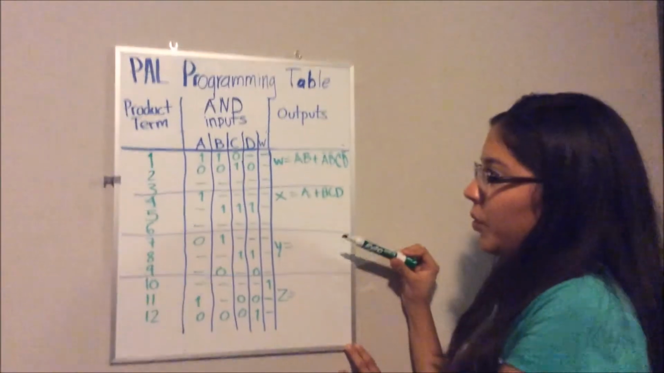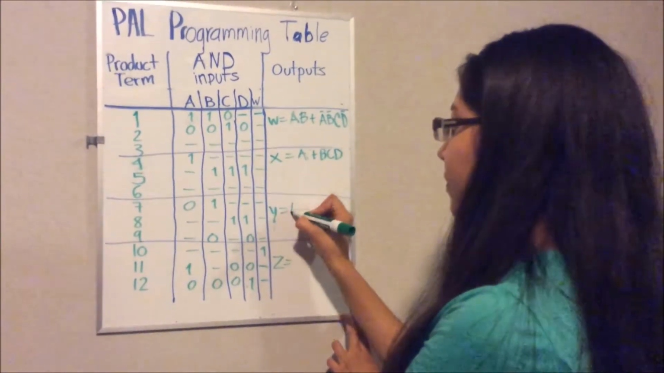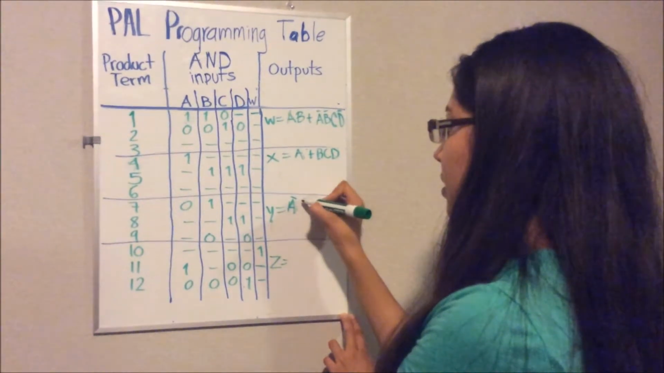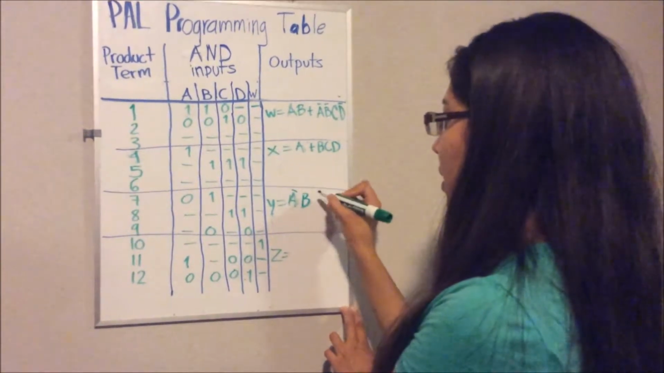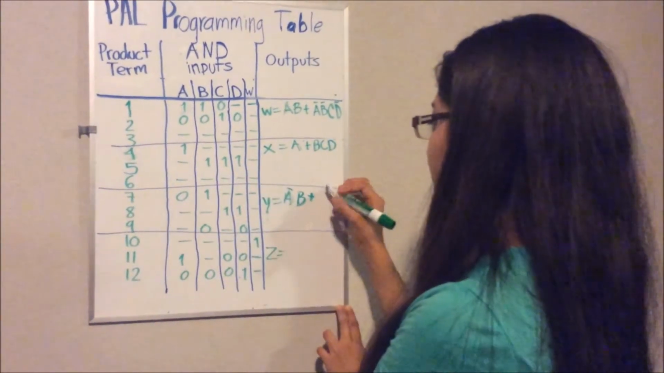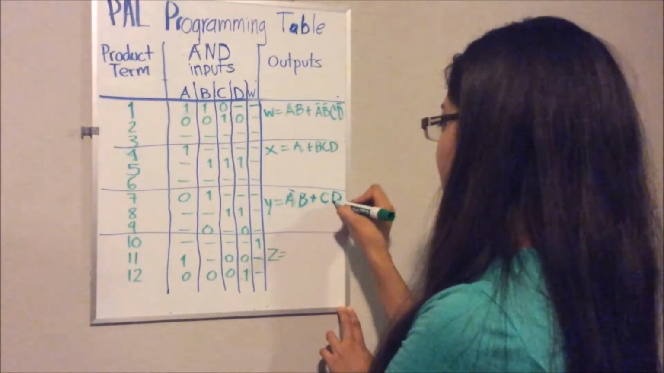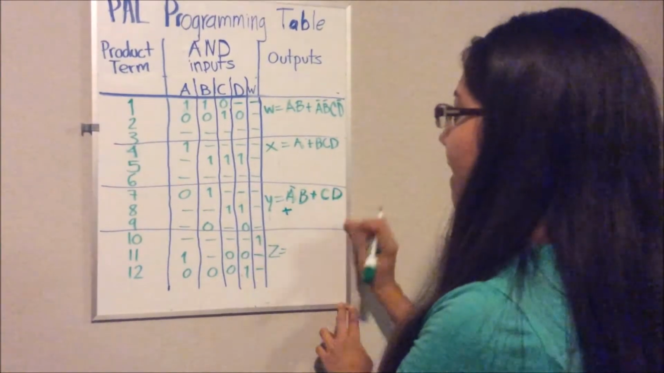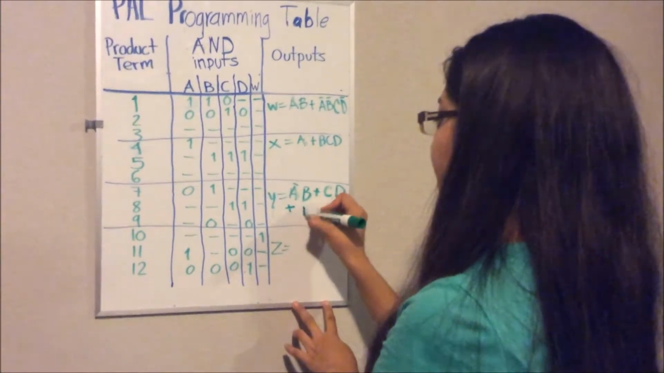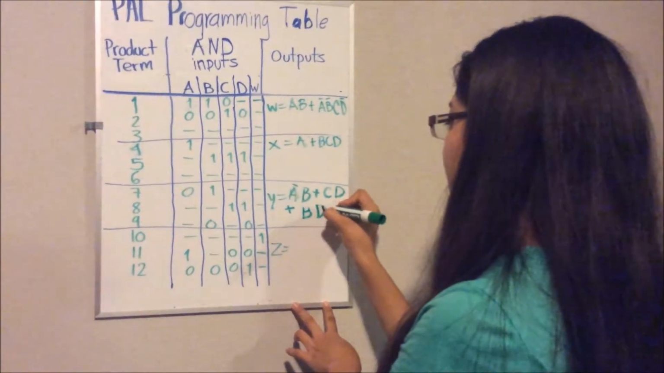Then in the third group, we're gonna have from the input 7 A negated B plus CD of the input 8, and from the input 9 we're just gonna have B and D negated.